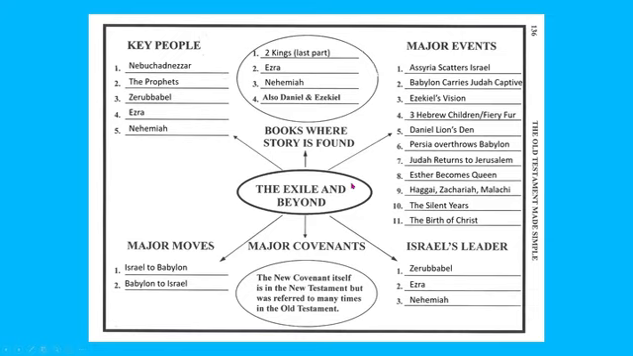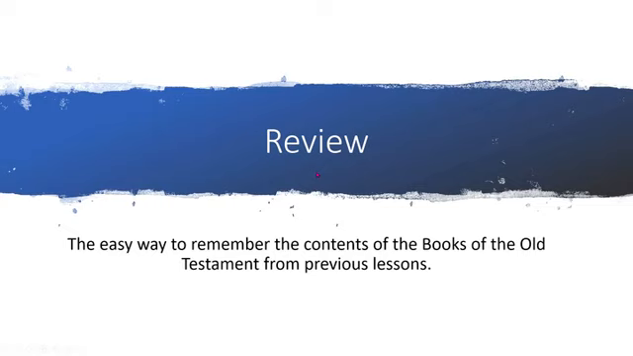And so that completes our 5 time periods. That completes our major events, our leaders, our covenants, our moves, and our key people, as well as the historical books that contain 95% of the narrative of the Old Testament. I encourage you to review the books of the Old Testament. The easy way to remember the contents of the books of the Old Testament from previous lessons: go back, look at the contents of each of the books of the Old Testament.